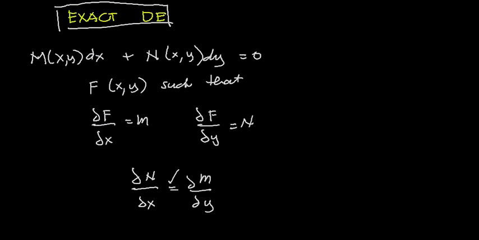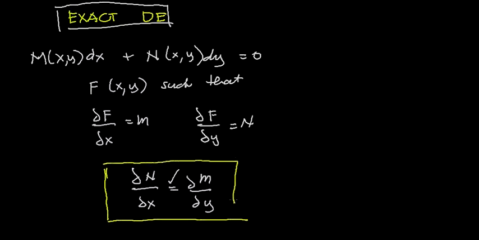If we prove that the partial derivative of N with respect to x is equal to the partial derivative of M with respect to y, then we can say that our equation is exact, and we will have later the steps on how to solve an exact differential equation. But before we move on to that step, let's try to solve a simple equation and evaluate if the given equation here is exact.